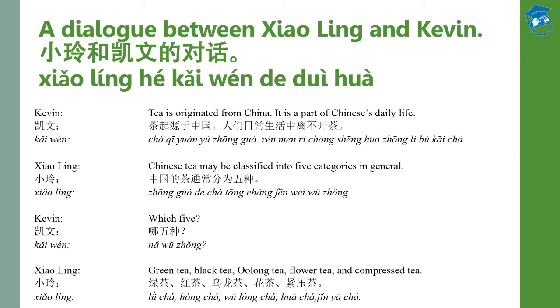小林说，中国的茶通常分为5种。And Kevin asks, which 5? 凯文问，哪5种？ And 小林 says, green tea, black tea, oolong tea, flower tea, and compressed tea. 小林说，绿茶、红茶、乌龙茶、花茶、紧压茶。Okay, so that's the end of the conversation, and I know there are quite a few new words and also new terms, so let's look at them one by one.